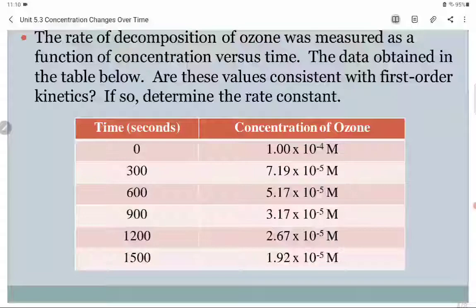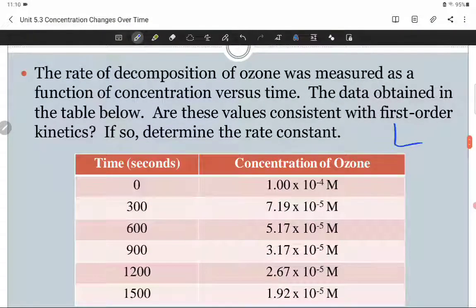With your graphing calculator, what I would do, you could do this old school, get a piece of graph paper out and have an X and Y axis, natural log of ozone. We'll just call it A because I don't have a lot of room right there. And then time. And I would plot the natural logs of all those concentrations versus time. And if you got a straight line, then that's consistent with first order. And then you just have to look at that slope. The negative slope would be the k value.